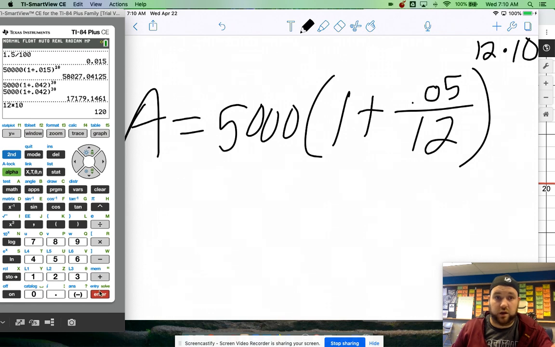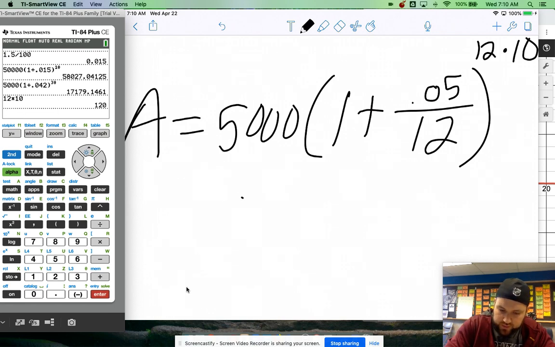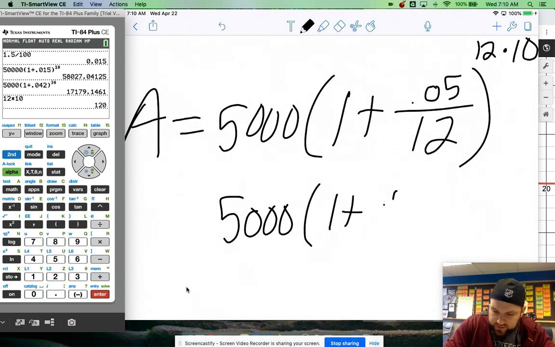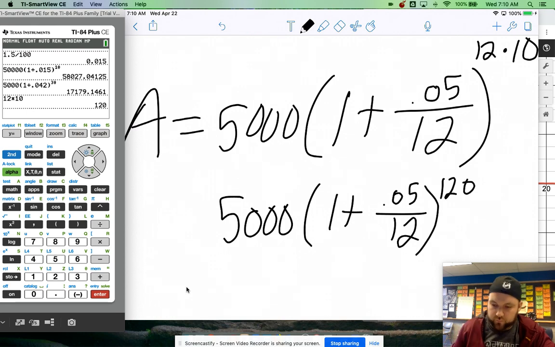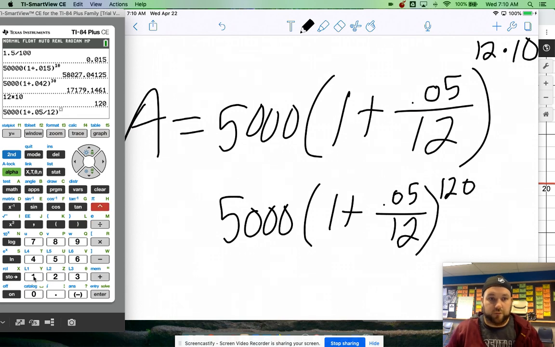12 times 10 is 120. So when I type this in the calculator, I'm going to type everything the exact same, but I am going to do just to the power of 120. And that will give me the value of my $5,000 at the end of 10 years. And the reason it's 120, not that this really matters, is it's a total of 120 payments. If you get paid every month for 10 years, that's 120 months total.